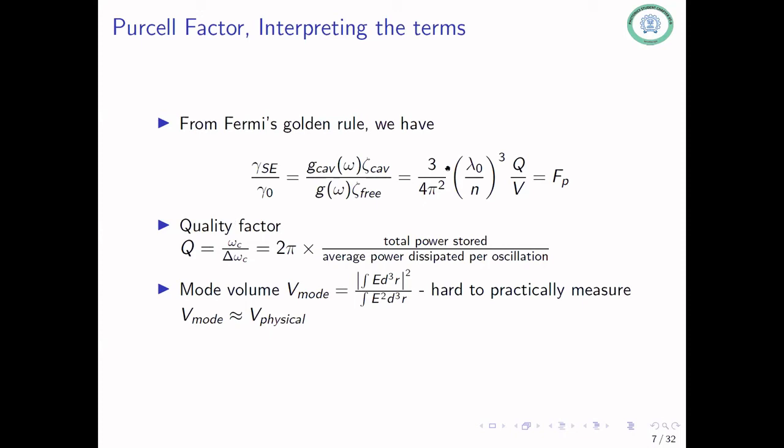So looking at these terms, what is Q and what is V? Q is your quality factor, which is given by the total energy stored in your cavity divided by the average power dissipated per oscillation, times 2 pi. In other words, it is the average power dissipated per radian of oscillation. In the case of a Lorentzian cavity, you can see that it also satisfies this expression. That's what we really put in here.